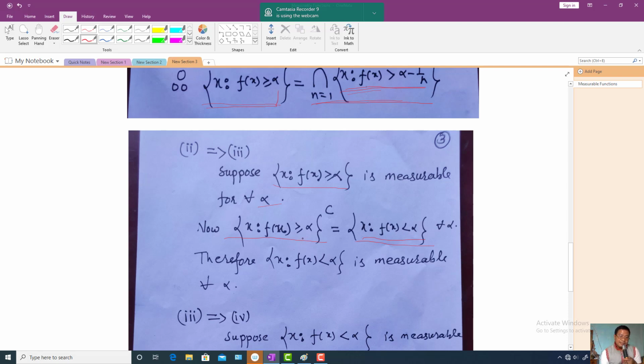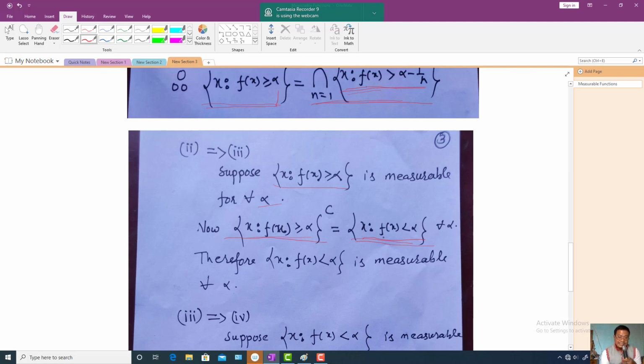Okay, so again from the measurable set theory, we did it during our classes in the department. If a set is measurable, its complement is also measurable. So by statement number 2, this set is measurable for each alpha. Therefore its complement, it is equal to this one, is also measurable for each alpha.